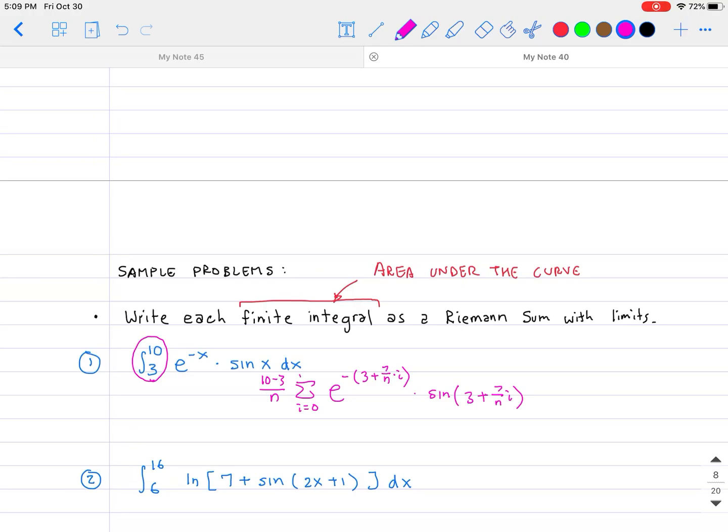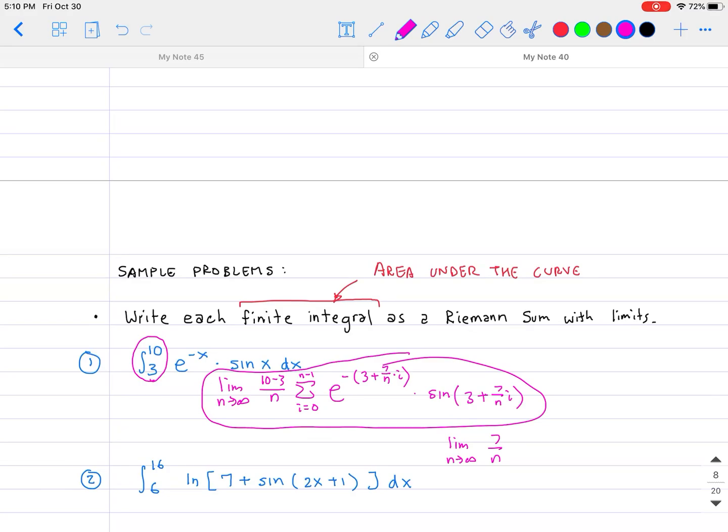And then multiply by sine of the same thing, 3 plus 7 over n times i. The only thing now that we have left is to say where i is starting and where i is ending, which in this case is from 0 to n minus 1. And then we're going to put in front limit as n approaches infinity. And there we go. That is going to be our answer then. So this is what we're going to be plugging into our calculator.